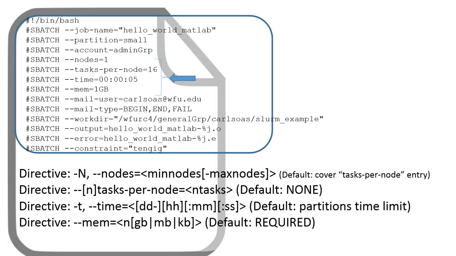These four directives are the recommended methods of providing required resource information for your job. The nodes directive is most commonly used to specify the number of nodes required. If your job can use a varied number of nodes, then a min-max notation can be provided. By default, if no entry is given, SLURM will assign the number of nodes based on the tasks per node entry, but this is not recommended.